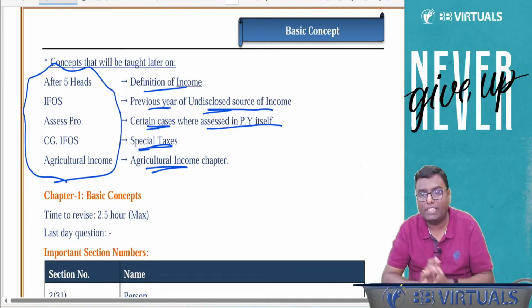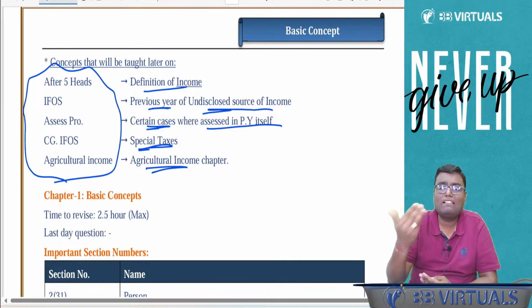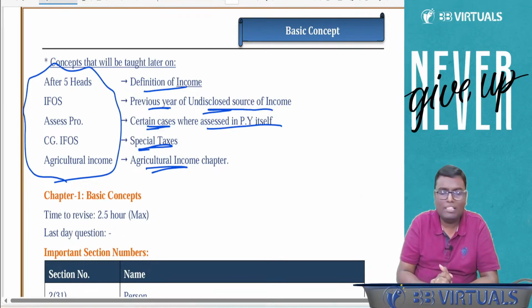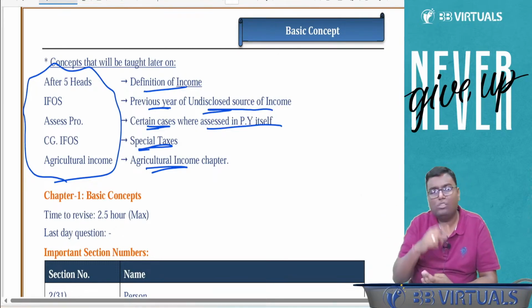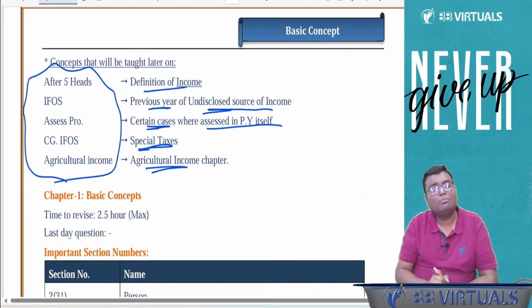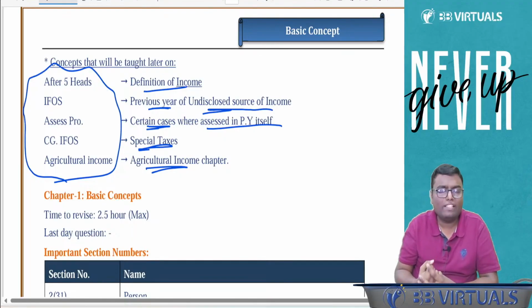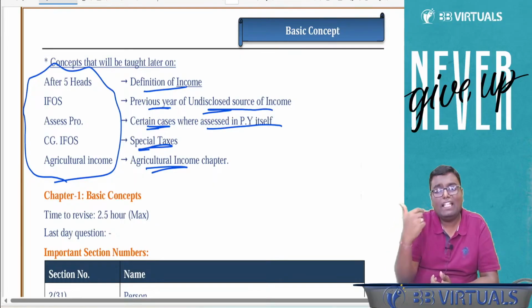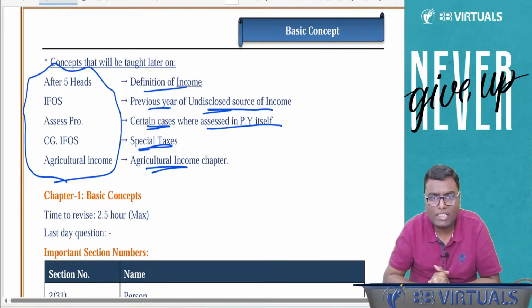Then we'll study the budget. The technical name of the budget is Finance Act. For you, which Finance Act is applicable? Finance Act 2024 number 1 and number 2. Number 1 came on 1st February 2024. Number 2 came on 23rd July 2024. There are 4 parts of any budget: rate of taxes, TDS, advance tax, net agricultural income. And the last one we'll study is case law.